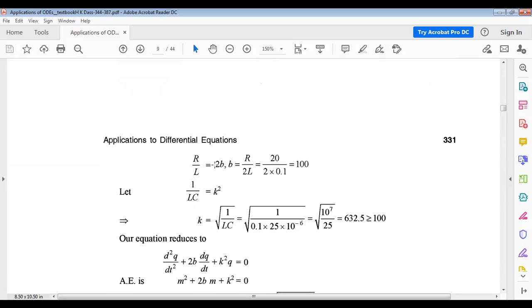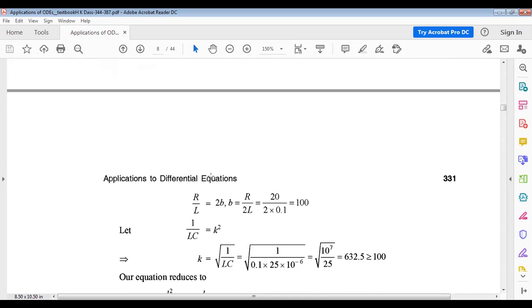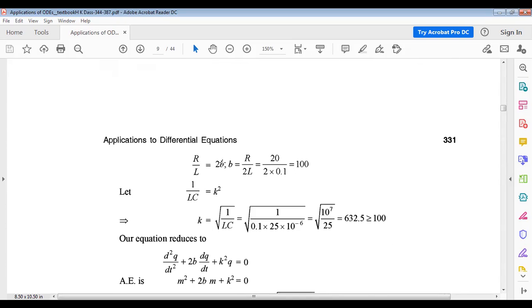So R by L equals to what? Putting R by L equals to 2b, so b equals to R by 2L. So taking substitution, and 1 by LC equals to k square. You can take omega square also, but here k square, same thing. So k equals to what? 1 by root over LC.